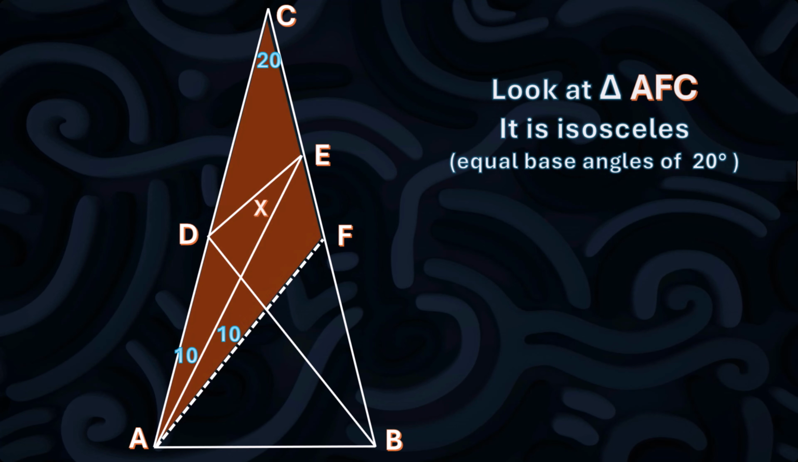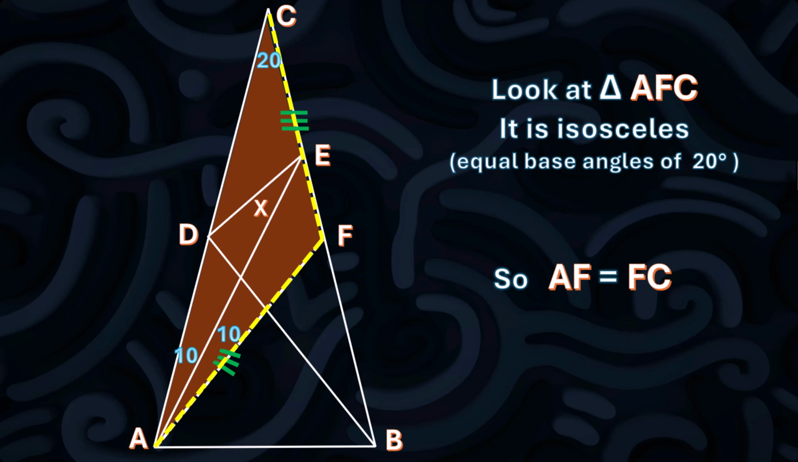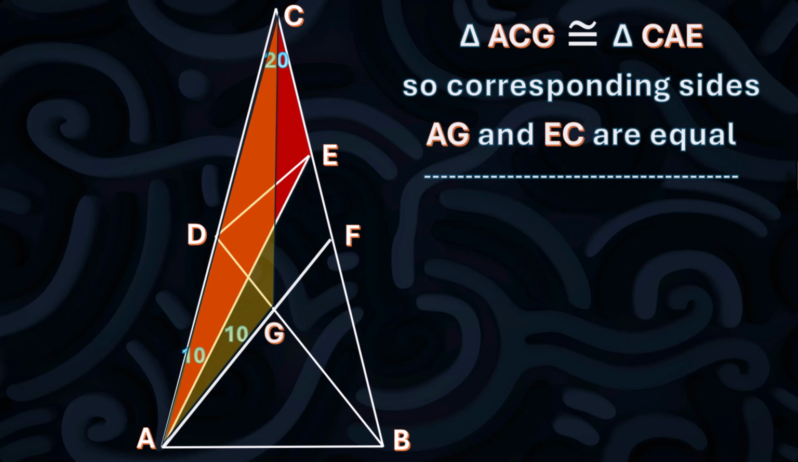Now I want to look at triangle AFC, and we see that it has equal base angles of 20 degrees. It's isosceles. AF equals FC. Now we'll go back to our congruent triangles, and we know that AG equals EC because they are corresponding sides of our two congruent triangles.